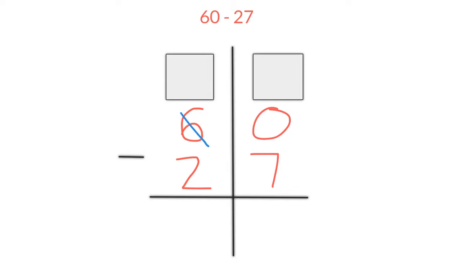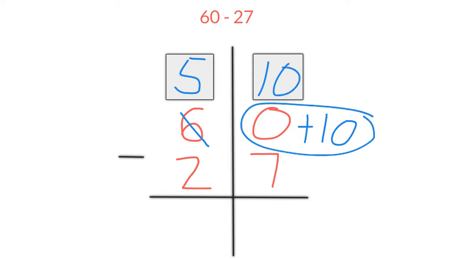We're going to borrow and create 10 more ones. So 0 plus 10 makes a 10. 10 minus 7 is 3. 5 minus 2 is 3, for an answer of 33.